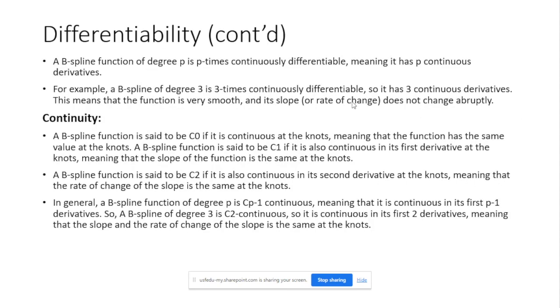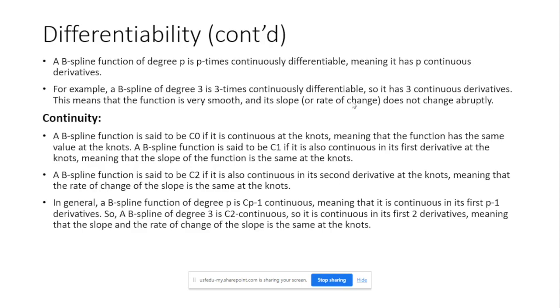A B-spline function of degree p is p times continuously differentiable, meaning it has p continuous derivatives. For example, a B-spline of degree 3 is 3 times continuously differentiable, so it has 3 continuous derivatives. This means that the function is very smooth and its slope does not change abruptly.